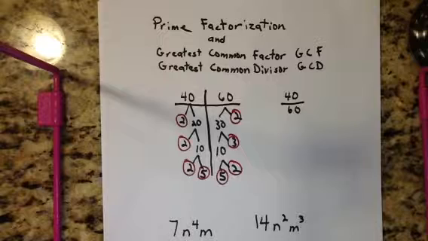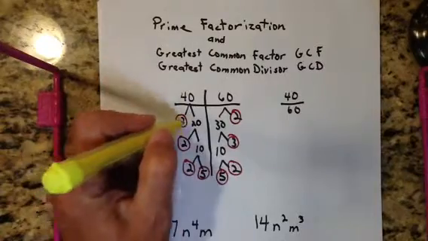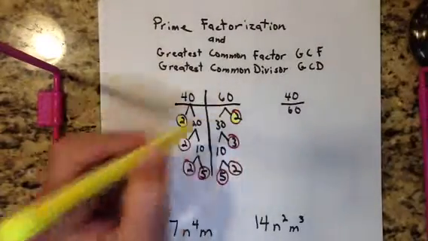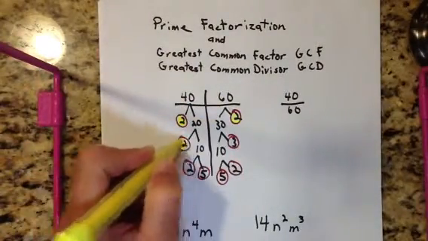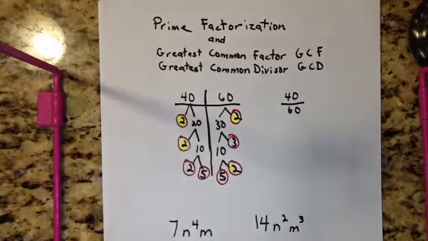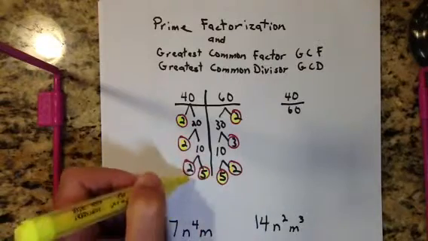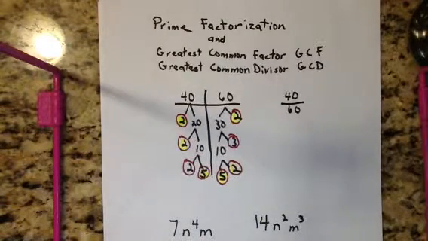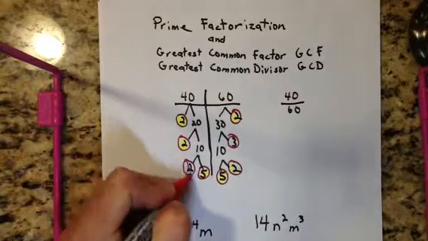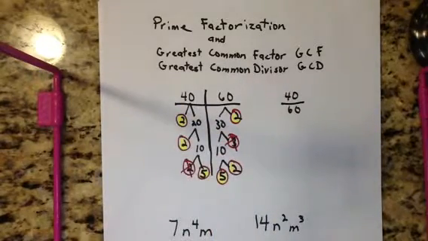Now what I want to do is identify the factors that are in common with each other. Okay, so I've got 2 and 2 and 2 and 2 and 5 and 5. Notice I skipped the 2 and the 3. That's because 2 and 3 are not the same, so they're not in common. So I'll just cross those out because I don't need them for this purpose.